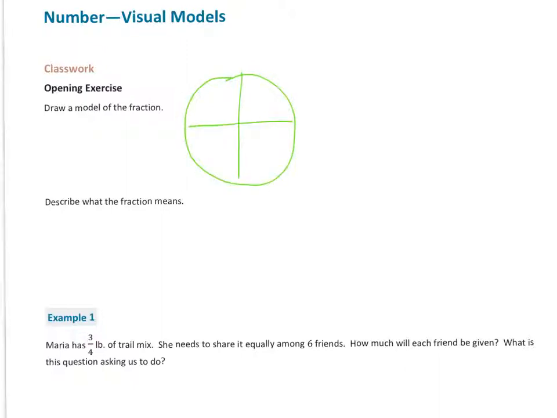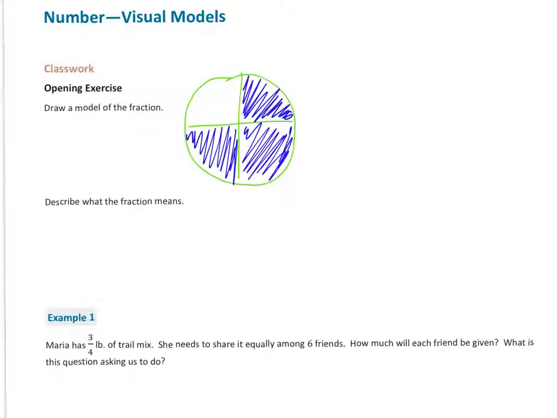I'm going to divide my circle into fourths, and I think the fraction I'm going to choose is going to be 3/4. So this is 3/4 because here, it asked me to describe what the fraction means. So let's say this is a pie. And I divided my pie into 4 pieces, 1, 2, 3, 4, and I ate 3 of them. So we write that as 3/4 because I ate 3 out of a possible 4 pieces.